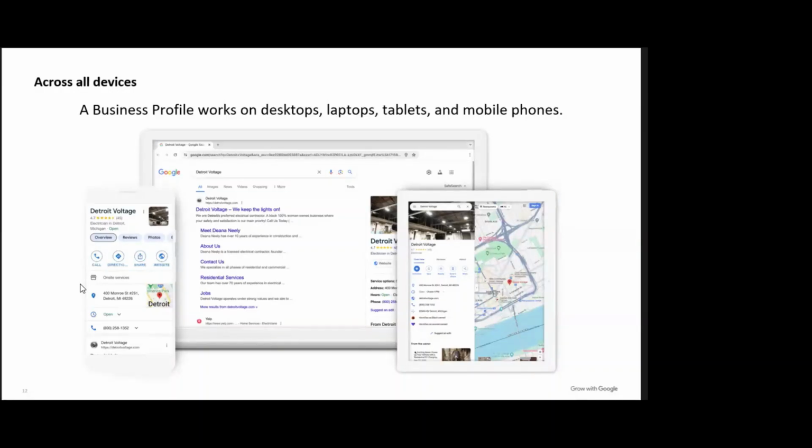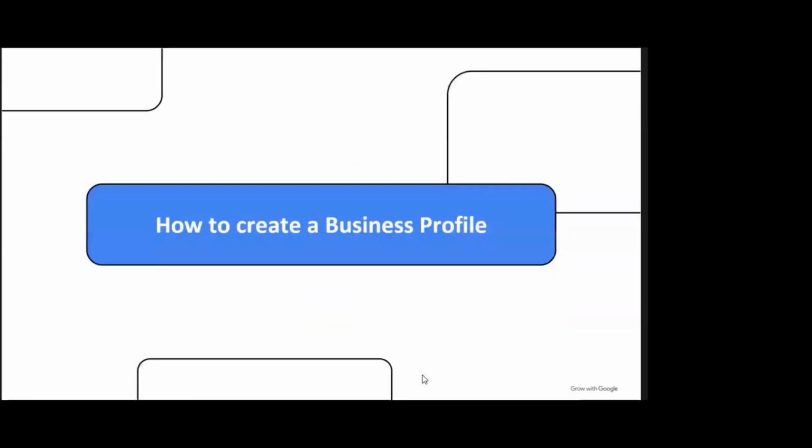I had it on my Google Maps, so I wouldn't get lost. It scales accordingly onto your desktop computer, your smartphone, or your tablet. And again, it just shows a wealth of information to help searchers, potential customers, find the information they need about your business. So then, how do we create a business profile at this point?